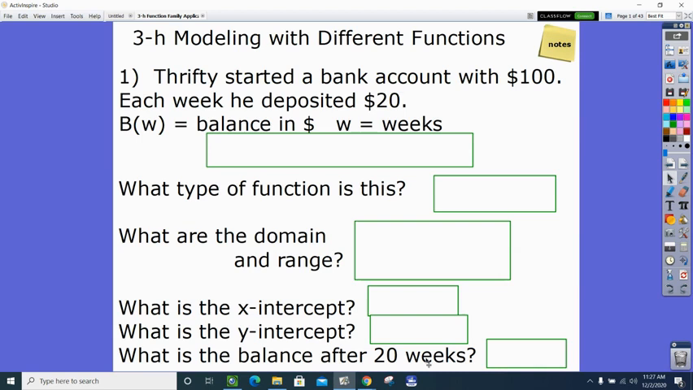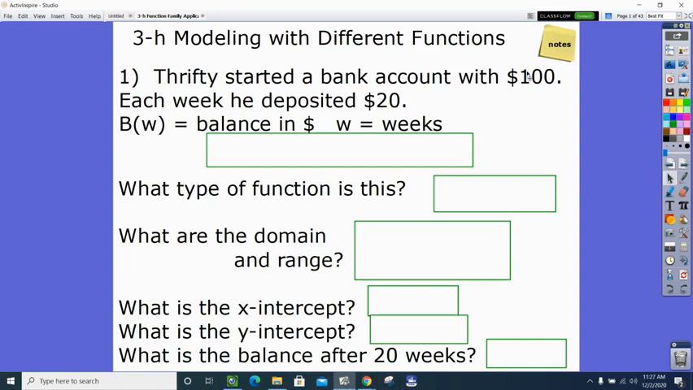So I'm going to define the variables, and this is the only one that I expect that you could write the function rule. So B of W will be the balance in dollars, and W is going to be the number of weeks. Can you please stop and write the function rule? Come back when you're ready to check it.